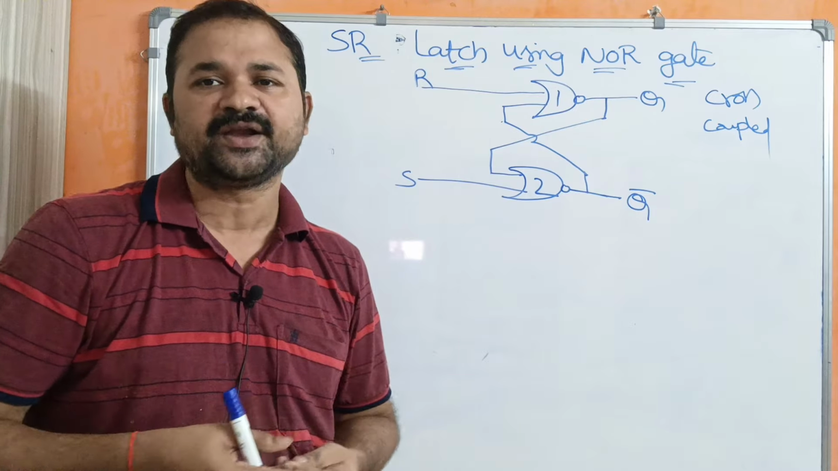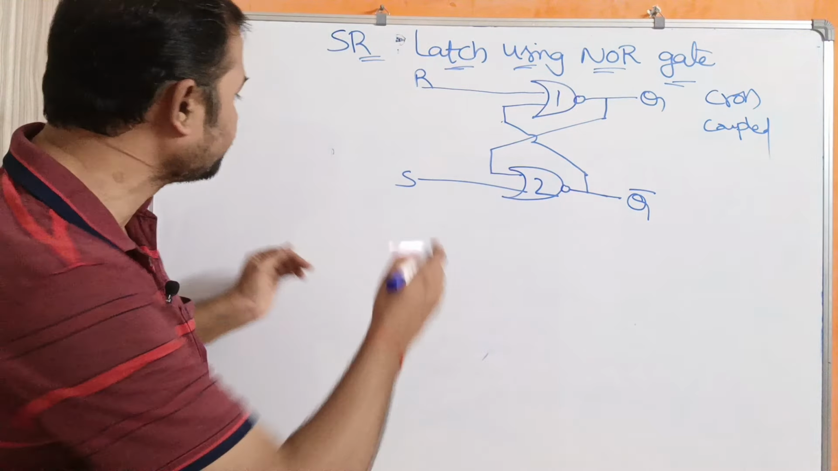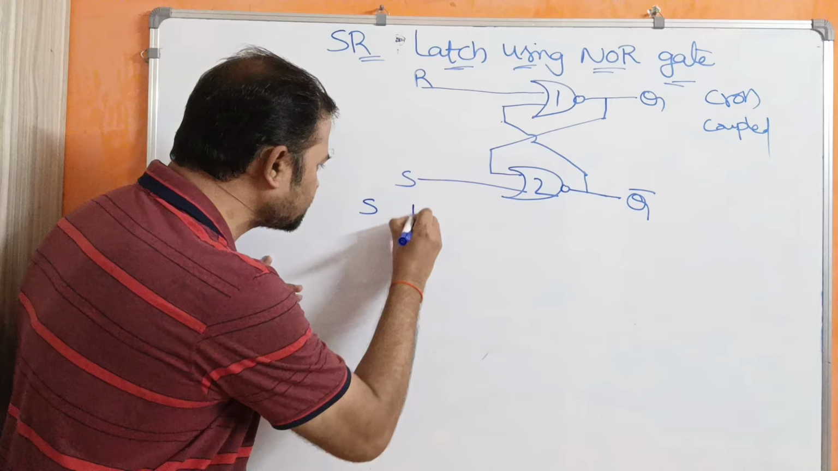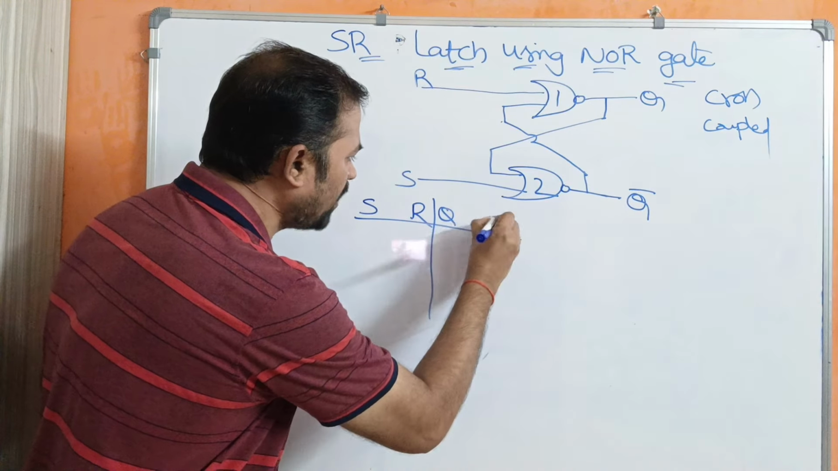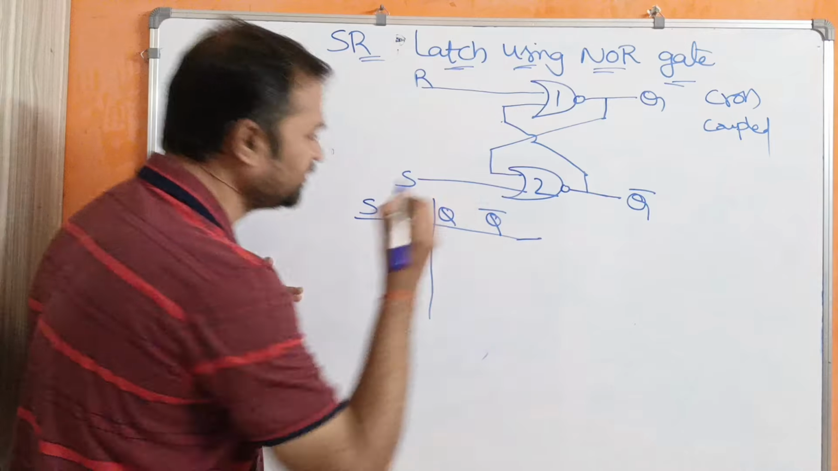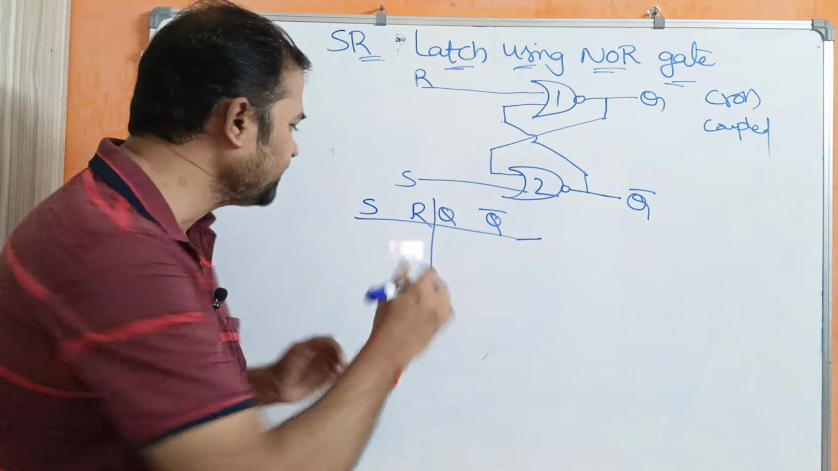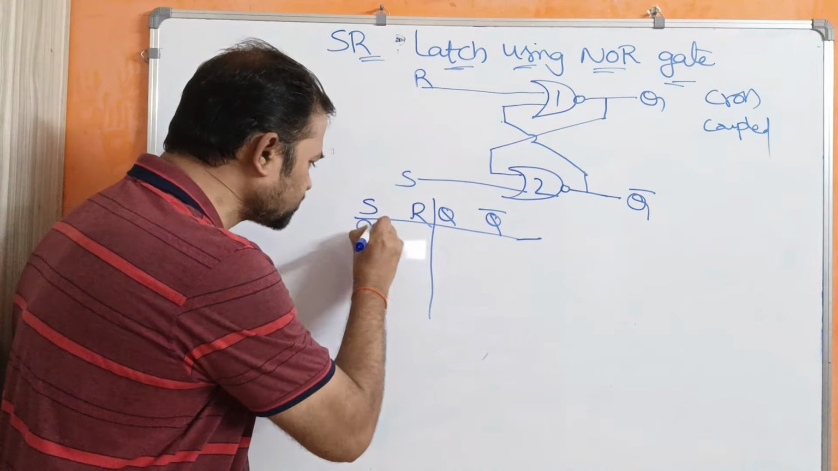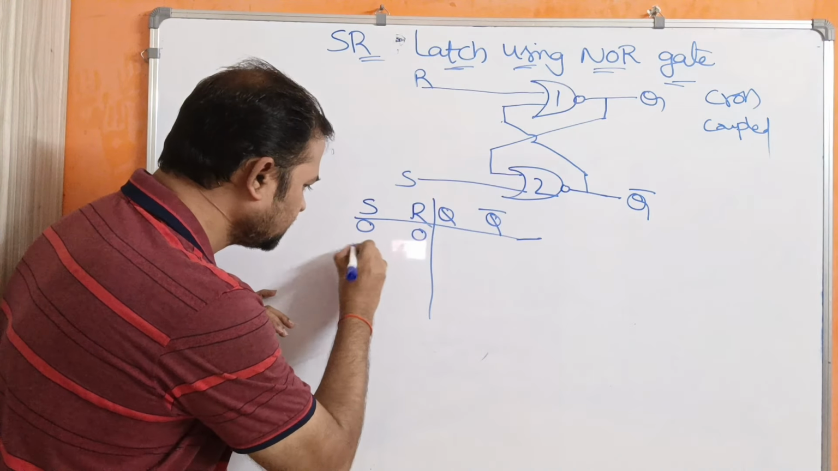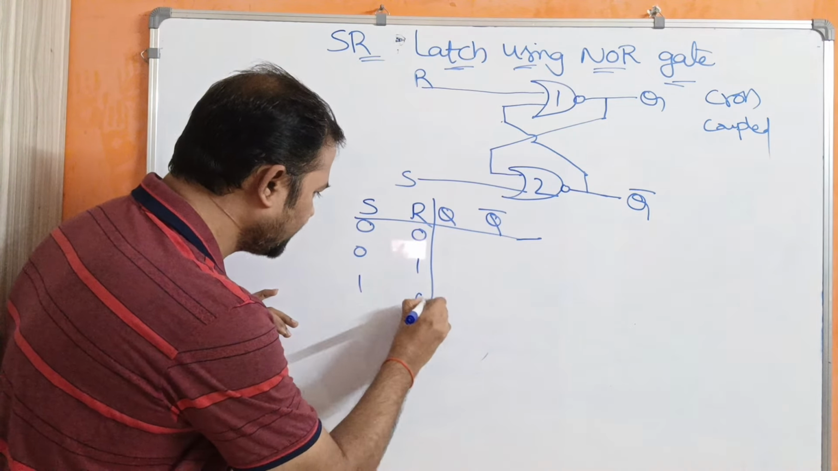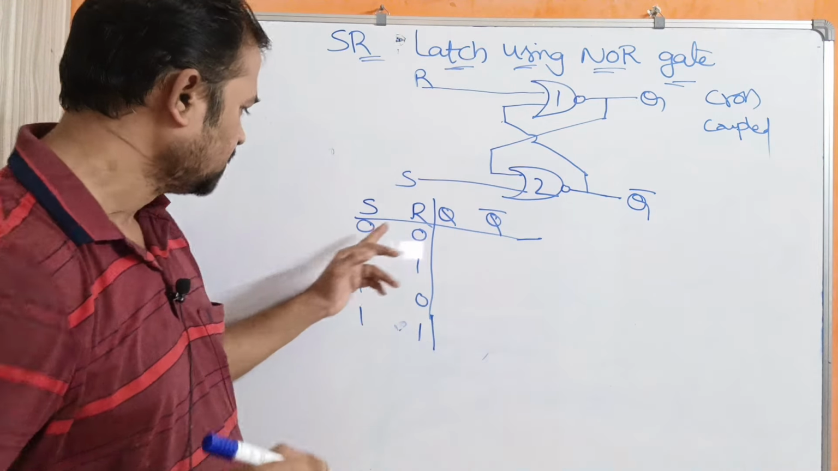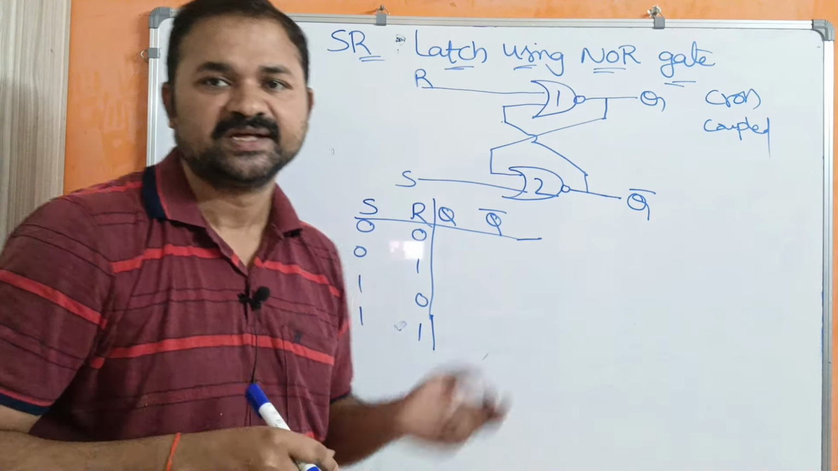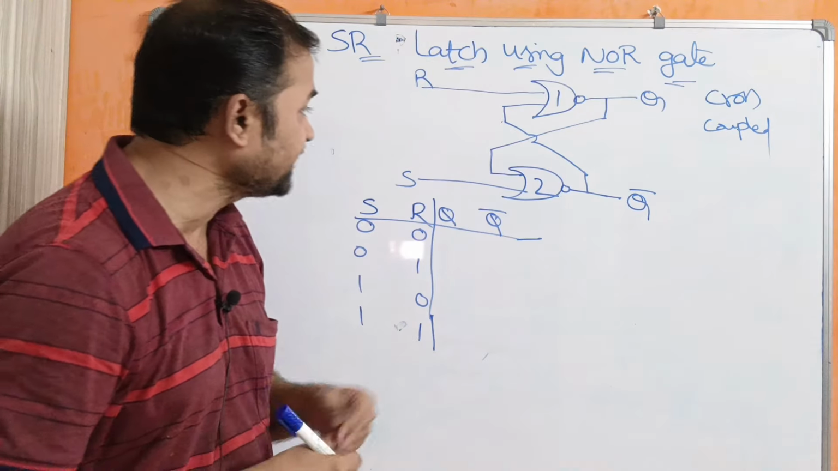Now let us analyze the truth table here. Inputs are S and R, and outputs are Q and Q bar. Totally we will have 4 combinations. Why? Because we have two inputs: 0 0, 0 1, 1 0, 1 1. So first let us analyze the first one, that is 0 0.